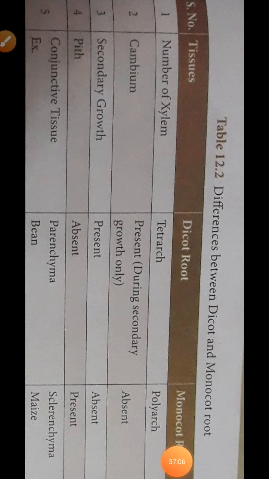This last question: differentiate between dicot and monocot root. Number of xylem: dicot is tetrarch, monocot root is polyarch. Cambium: present in dicot, absent in monocot root. Secondary growth: present in dicot, absent in monocot root. Pith: absent in dicot root, present in monocot root. Conjunctive tissue, for example parenchyma, sclerenchyma. Dicot root example: bean. Monocot root example: maize.